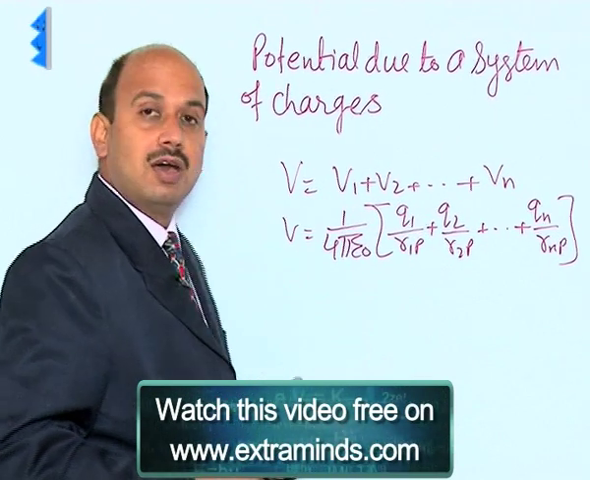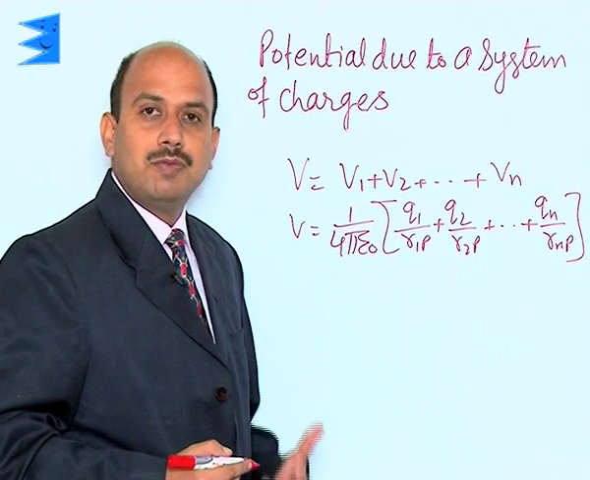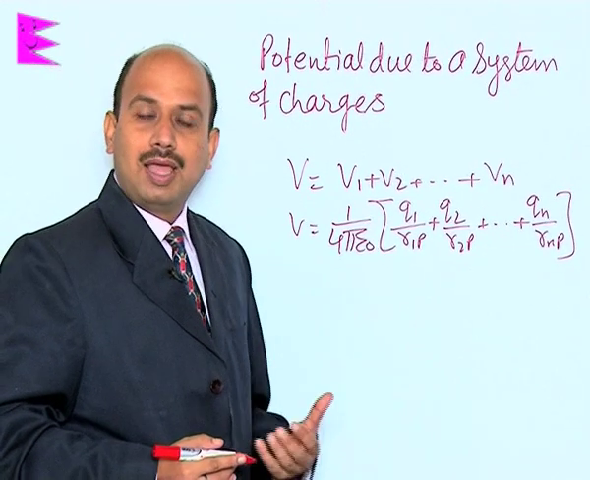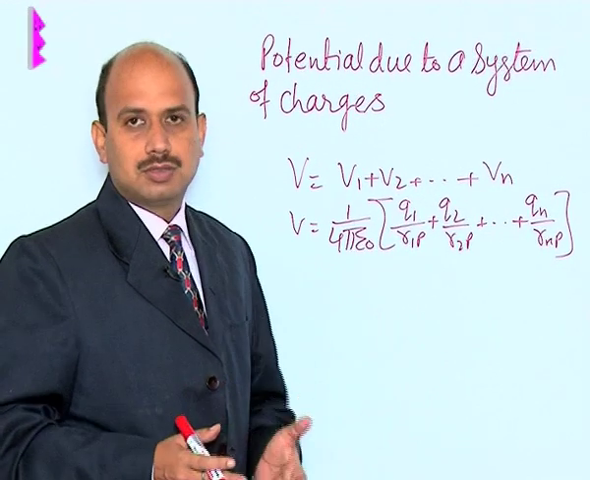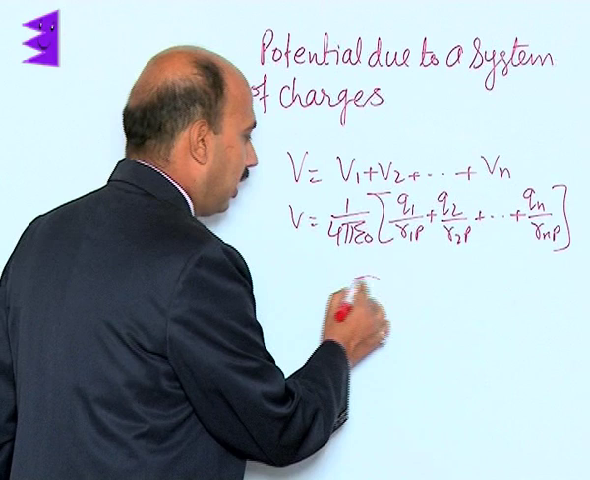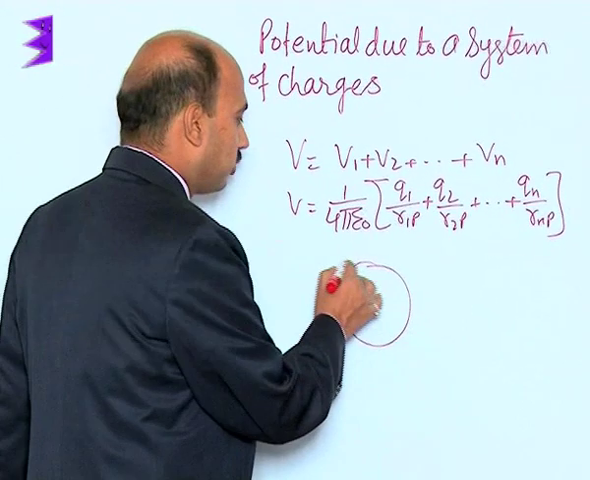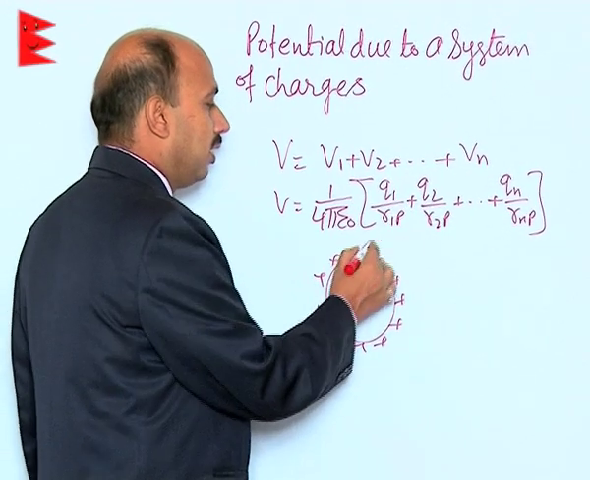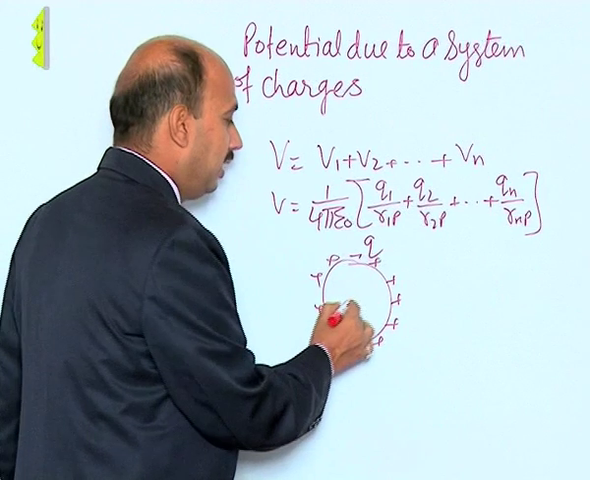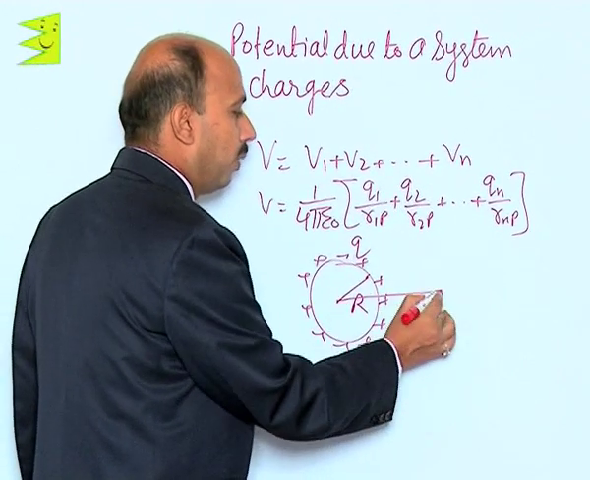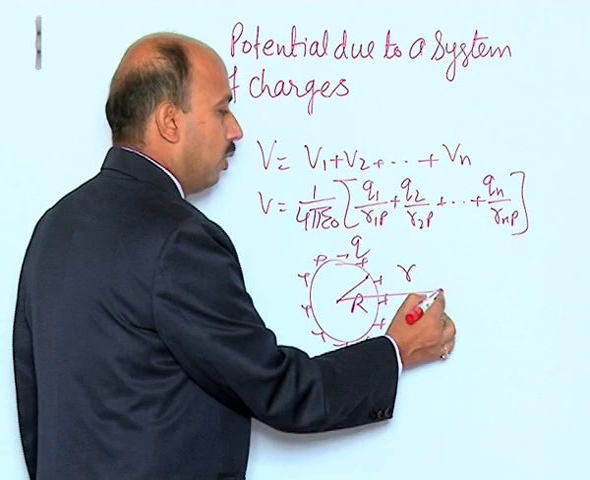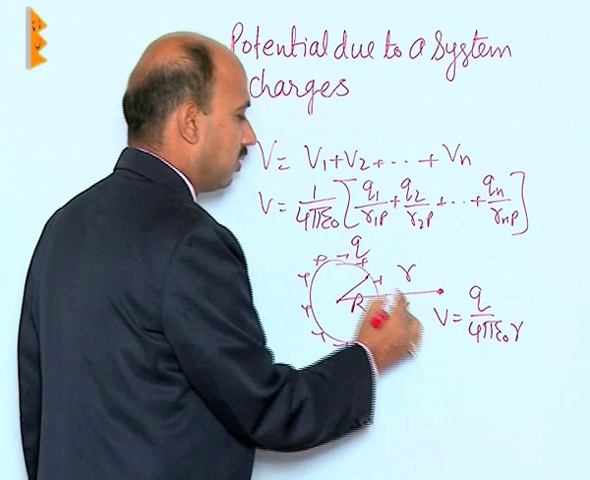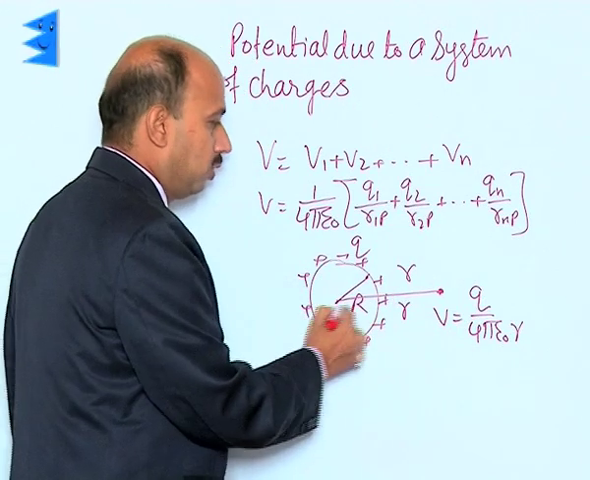Now, if there is a continuous distribution of charge, then we have to take charge density, get the potential due to a small element of the body, and then add it up. Suppose you have a spherical shell like this. It has a positive charge Q on its surface, radius is R, then at any point at a distance r, V will be equal to Q upon 4 pi epsilon naught r. Here r is the distance from the center to this point.